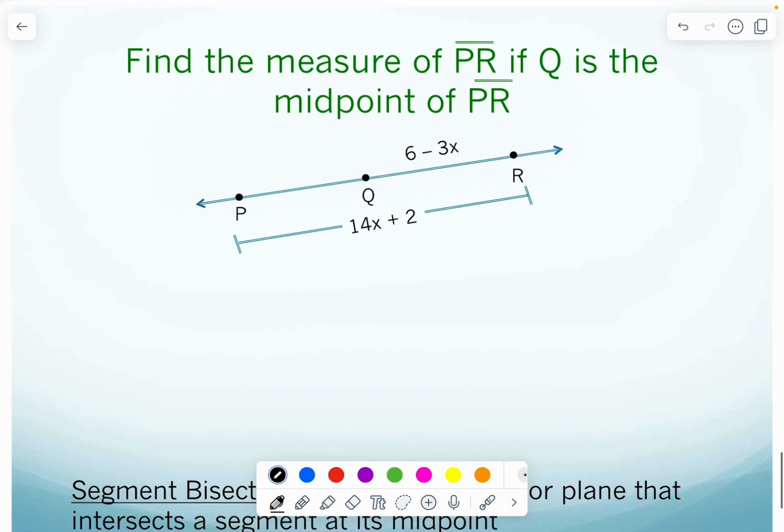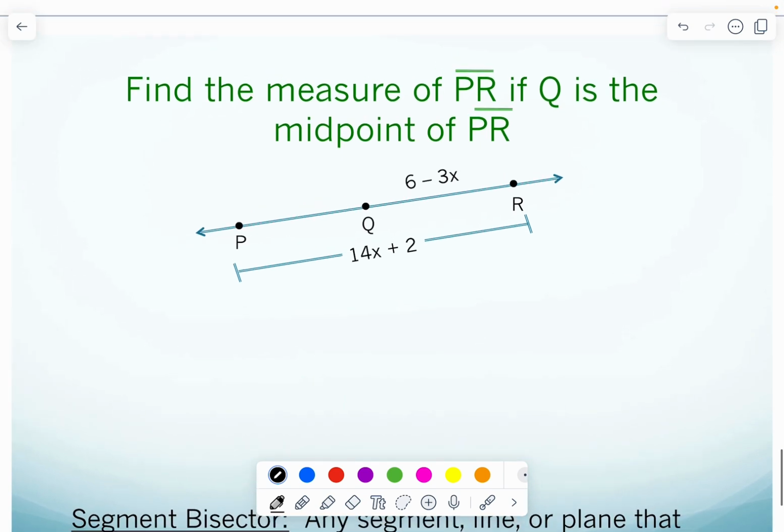Finally, this is another application of the segment addition postulate. So it's telling me that I'm looking for the measure of PR. That's this whole length here. Okay. And in order to be able to do that, I'm looking for PR, and Q is the midpoint. So that means that Q is dividing this into two congruent pieces. So PQ is congruent to QR in this scenario, okay? So that means that they have the exact same measure.